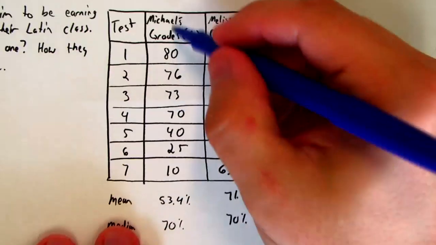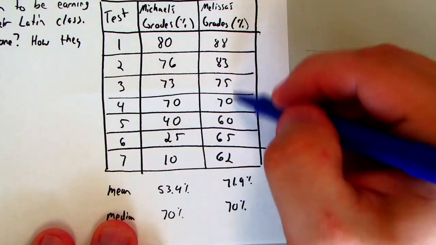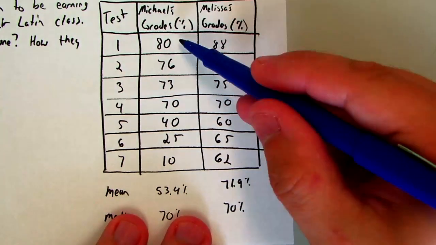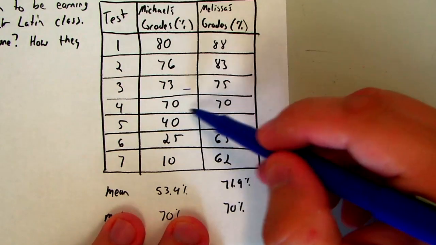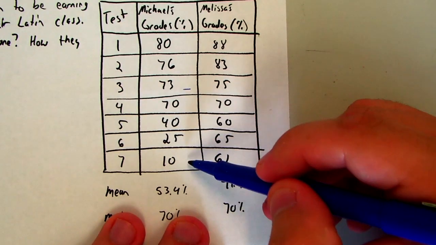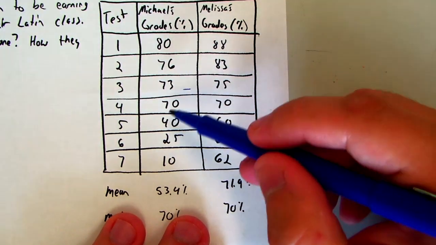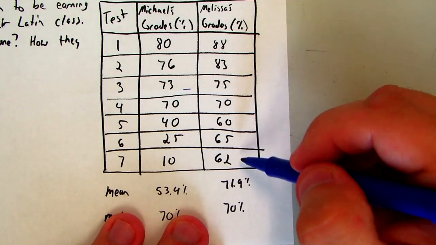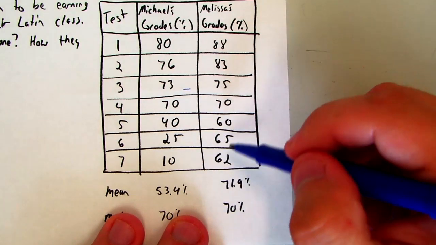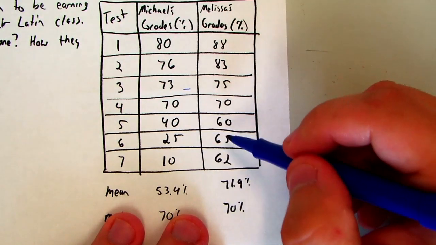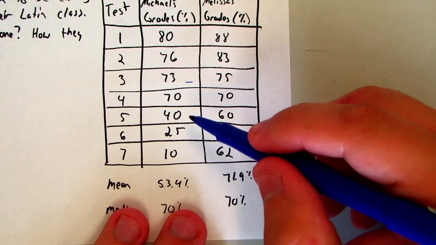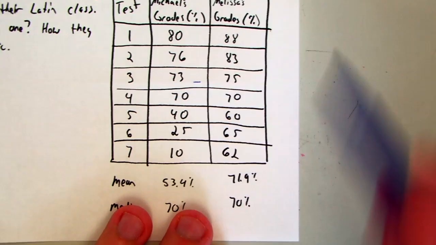Now, looking at these two pieces of data here, Michael is the one on the left, Melissa is the one on the right. As we go down, it looks pretty similar. And then it looks like Michael kind of fell off a little bit. Stopped studying maybe, or stopped understanding the material. Where Melissa, still kind of falling off a little bit. So it looks like these assessments definitely got more difficult. But it looks like Melissa did better on those past three than Michael did.